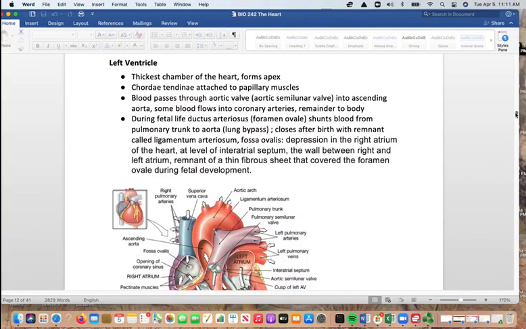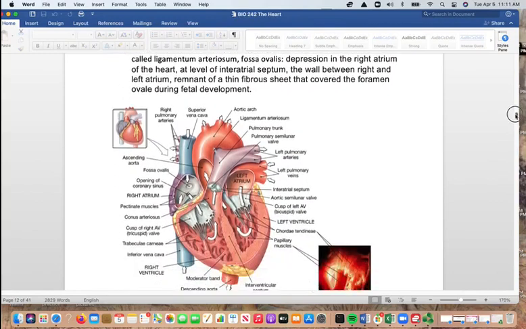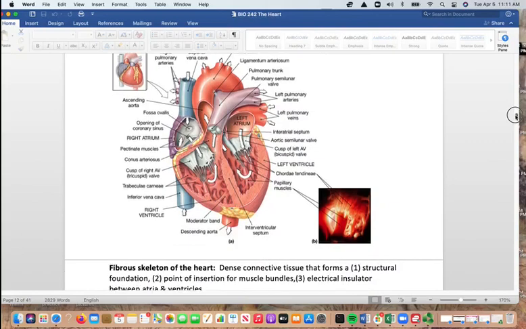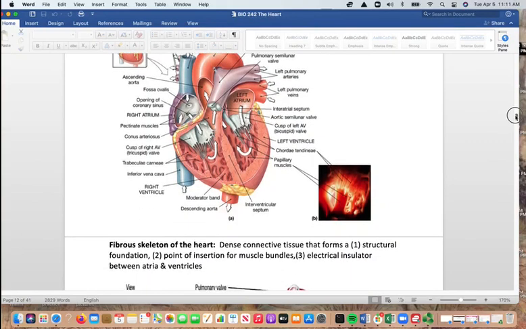The reason for this is that during fetal life, the lungs are the last thing that really fully develops in a human, and they're not going to be taking in any oxygen until after you are born. Before you are born, all of the oxygen comes from the umbilical cord from the mother. So that's why we have a shunt, not sending blood to the lungs for oxygenation when they don't have it yet.